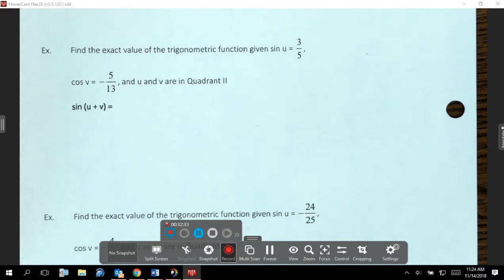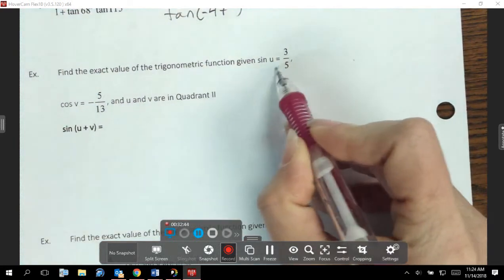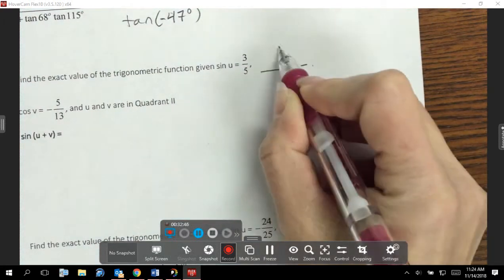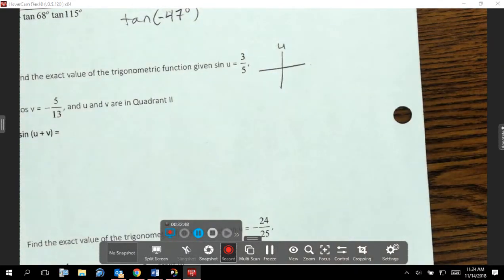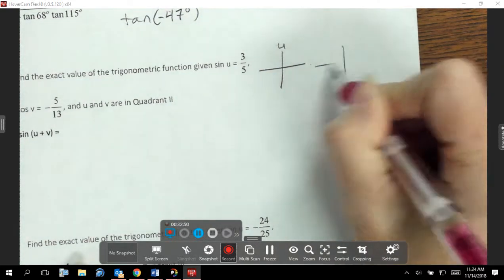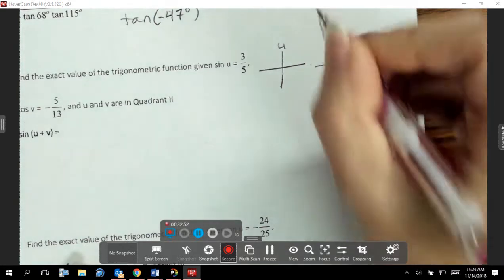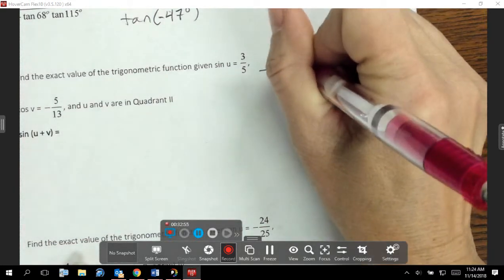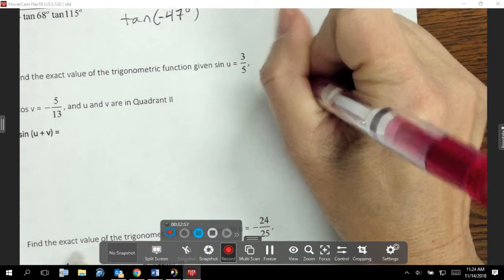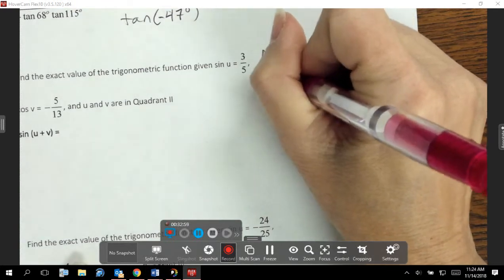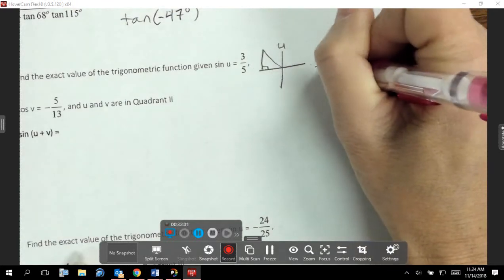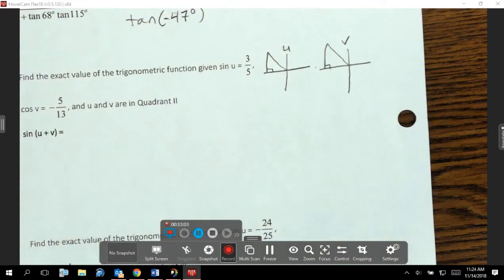It says both of them are in quadrant 2. If you want to draw one quadrant 2 and put them both in quadrant 2, that's fine. I'm going to draw 2 separate ones. That's just me. I'm going to draw a picture for U and a picture for V. The angle U is in quadrant 2. Angle V is also in quadrant 2, so I've got my two pictures.